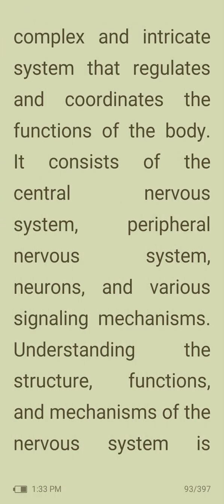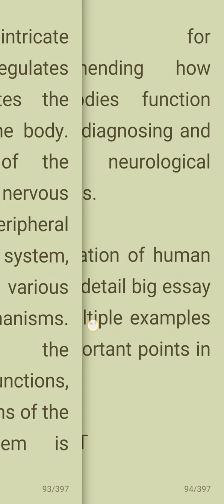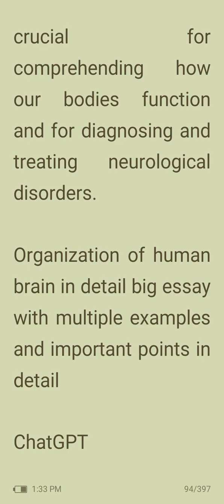So, in conclusion, the nervous system is a complex and intricate system that regulates and coordinates the functions of the body. It consists of the central nervous system, peripheral nervous system, neurons, and various signaling mechanisms. Understanding the structure, functions, and mechanisms of the nervous system is crucial for comprehending how our bodies function and for diagnosing and treating neurological disorders.